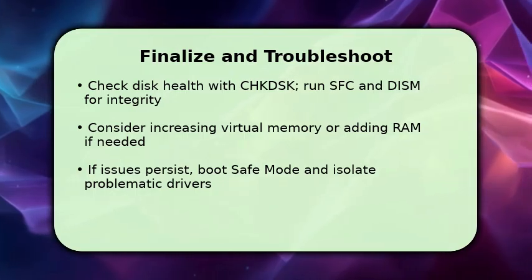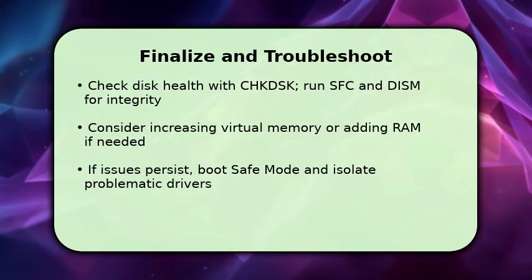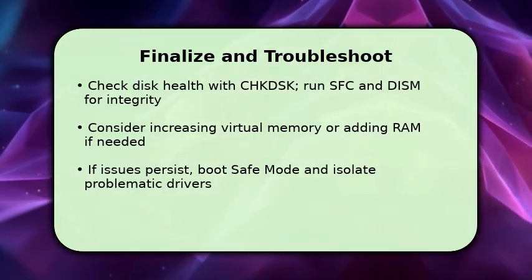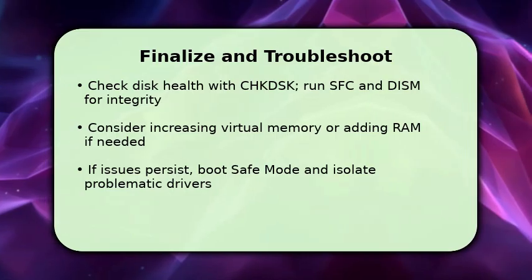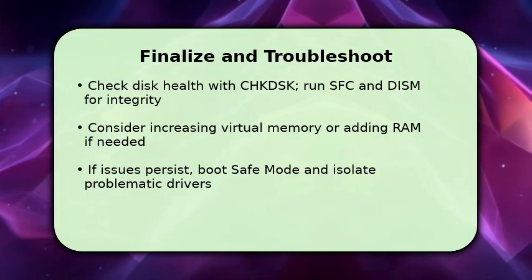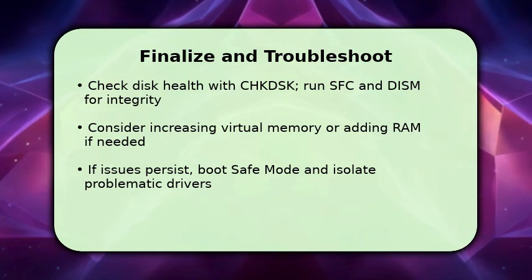If you still hit limits, increase virtual memory or install more RAM so the system stops swapping excessively. Make sure to update problematic drivers identified earlier. If problems persist, boot into Safe Mode to isolate drivers and software. Troubleshooting there usually reveals the single culprit that keeps Windows 10 from running fast.